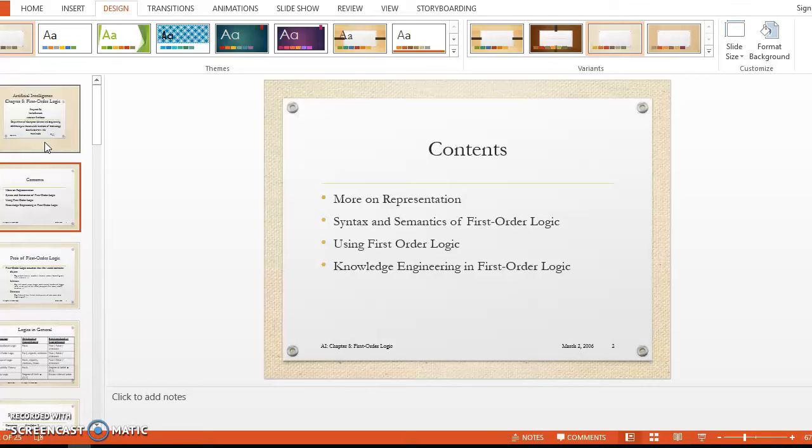And the fourth one is knowledge engineering in first order logic. Here we're going to discuss what is meant by knowledge engineering, who are all the actors in knowledge engineering, and what are all the steps needed to perform the knowledge engineering process. Totally we have 6 types and 6 methods in knowledge engineering in first order logic.